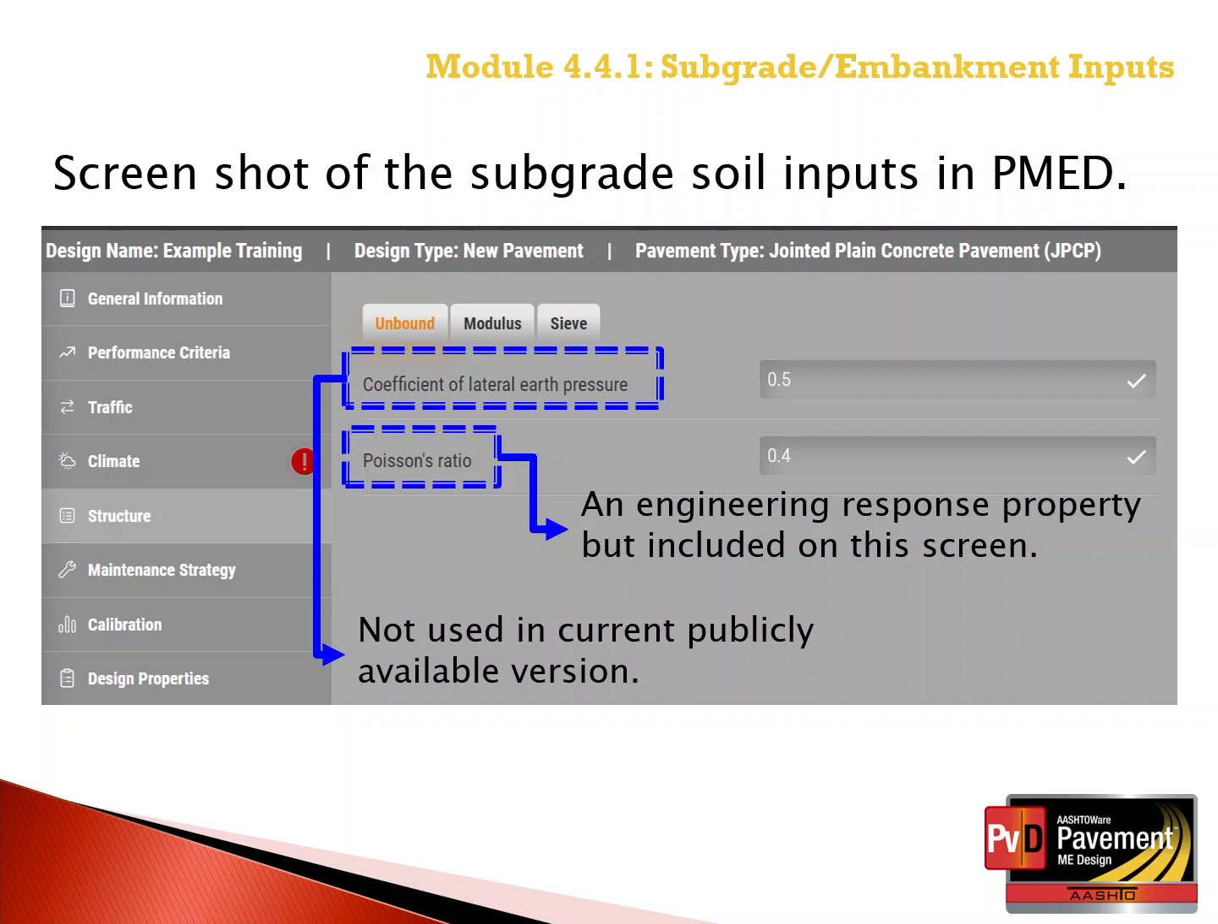Poisson's ratio is also included under this tab. Poisson's ratio is used in calculating the critical responses in the subgrade and the embankment. It is an engineering response property, but it is included on this screen in the Pavement ME design software itself.